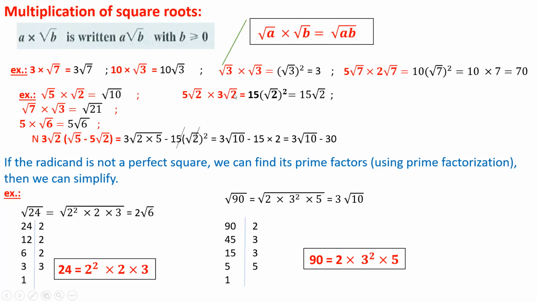5 radical 2 times 3 radical 2 is the same. 5 times 3 is 15. Radical 2 times radical 2 is radical 2 square. So the square cancels the radical.